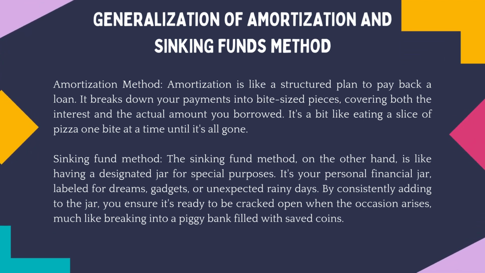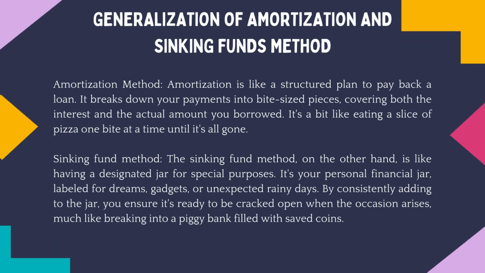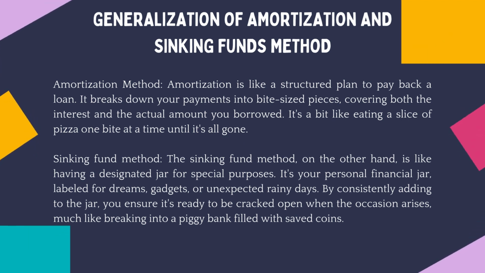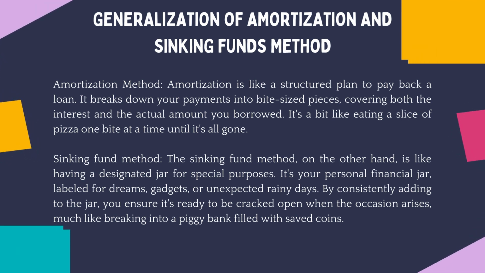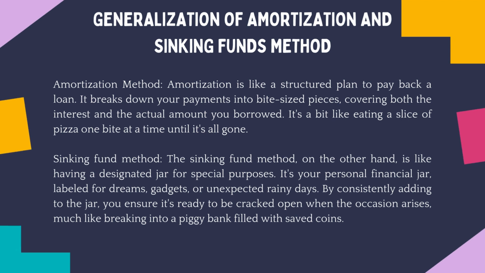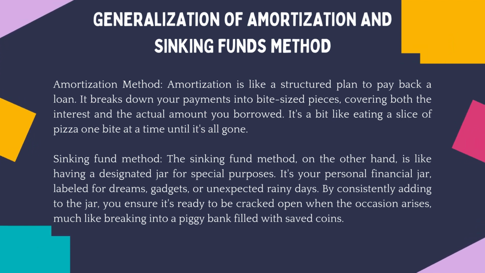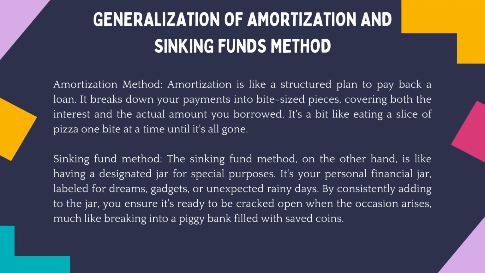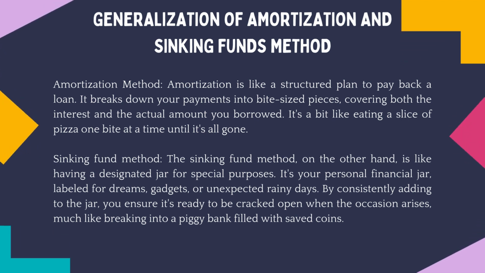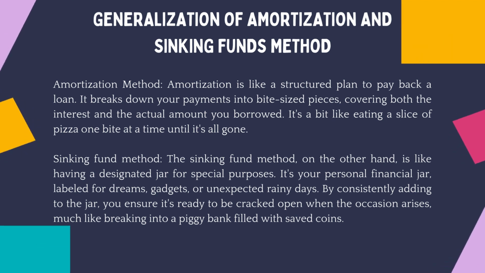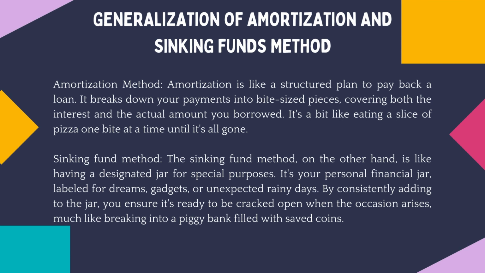So, this is the generalization of amortization and sinking fund methods. Both sinking fund and amortization can be used to pay off a debt, but they differ in their approach and purpose. The primary purpose of a sinking fund is to ensure that there is enough money available to meet future financial obligations. Amortization, on the other hand, is a method of paying off a debt over a period of time. It involves making regular payments that include both principal and interest.